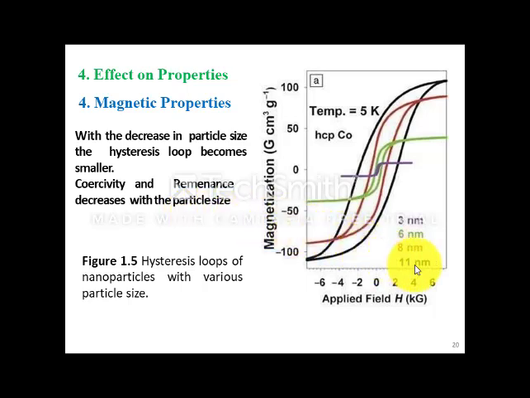For example, for 11 nanometer particles, this is the blue one, and for 8 nanometer, the red one, it is smaller as compared to 11 nanometer size particles, and the 6 nanometer particles show an even smaller hysteresis loop, and similarly the 3 nanometer particles show a still smaller loop. It is not necessary that the hysteresis loops always decrease, they may increase.